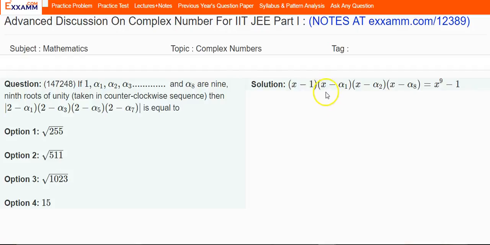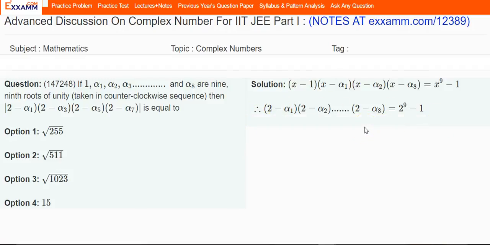Now, if we put x is equal to 2 in this equation, then what do we get? 2 minus 1 is equal to 1, and then 2 minus alpha 1, which is something that is required here. So let us put x is equal to 2. We get 2 minus alpha 1, 2 minus alpha 2, up to 2 minus alpha 8, equal to 2 to the power 9 minus 1. 2 minus 1 is equal to 1, so we have not written that here.